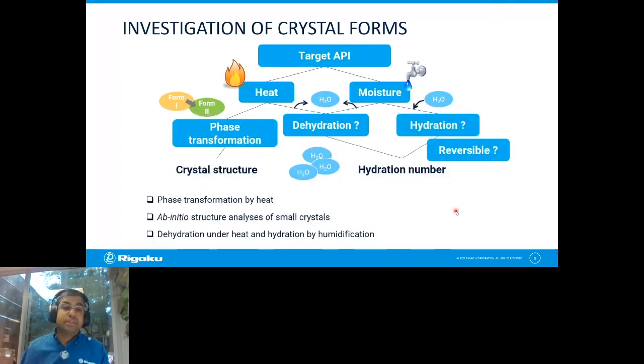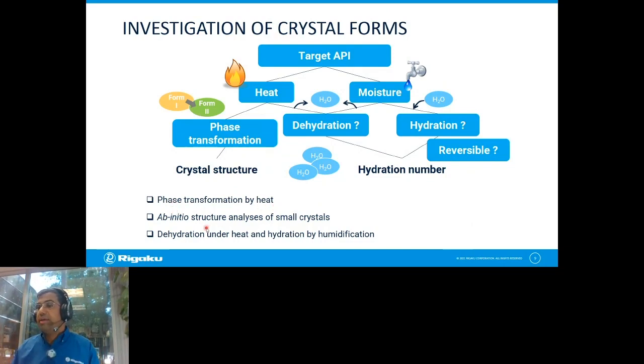Investigation of crystal forms, target API. We also know that heat and moisture can also change the API. So the moisture, let's see its effect. Could be dehydration or hydration. There is actually a unique hydration number where we know this polymorphic form of the API will exist or will not exist, and how to convert them into each other. Similarly, heat can change the phase or can amorphize a material, or the processes can go through melting stages. So these can also be studied from XRD.